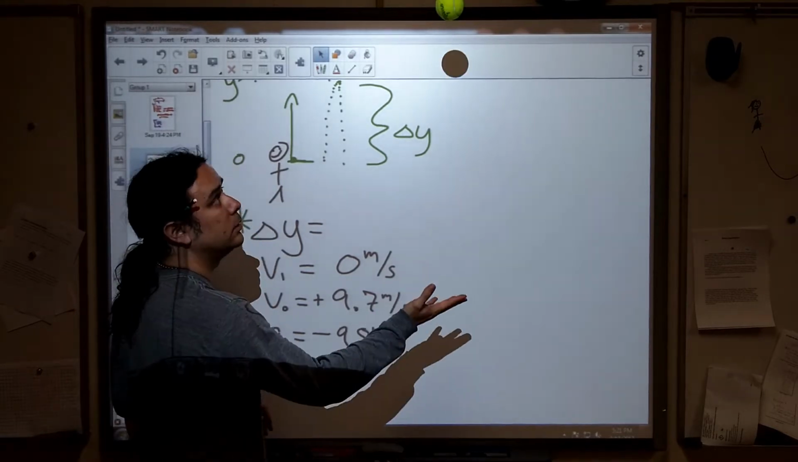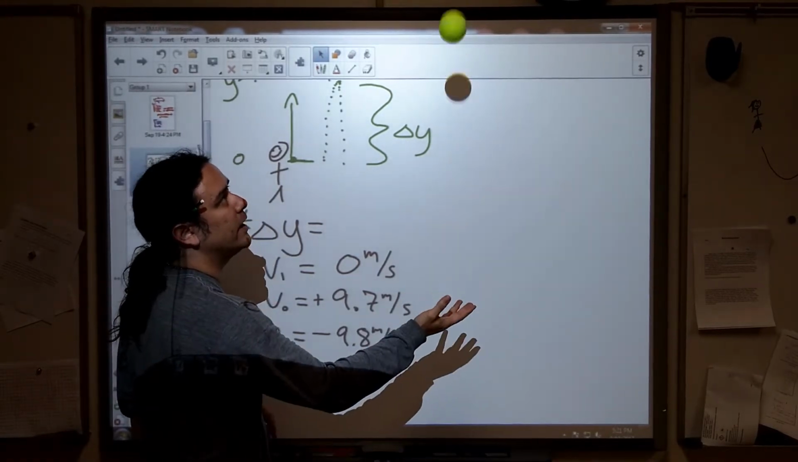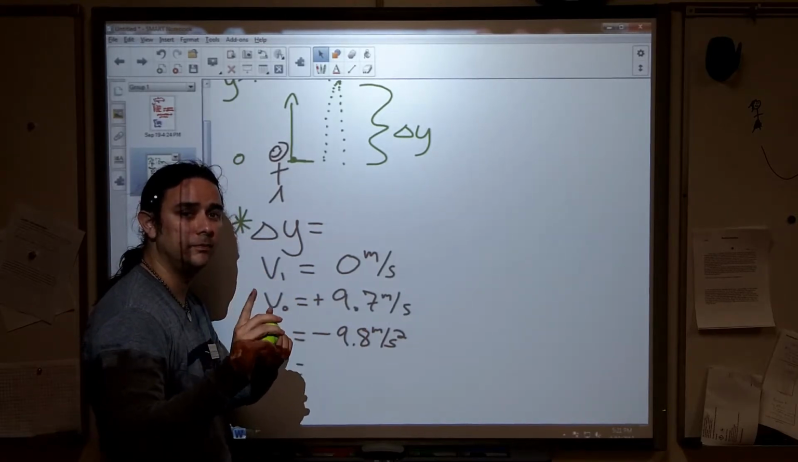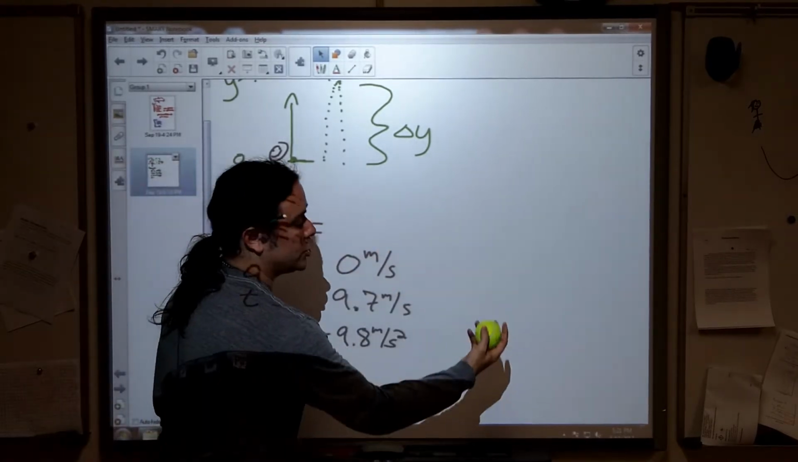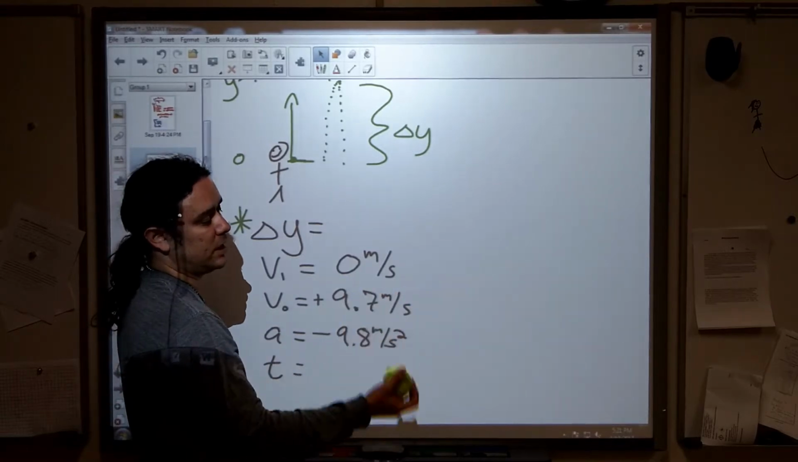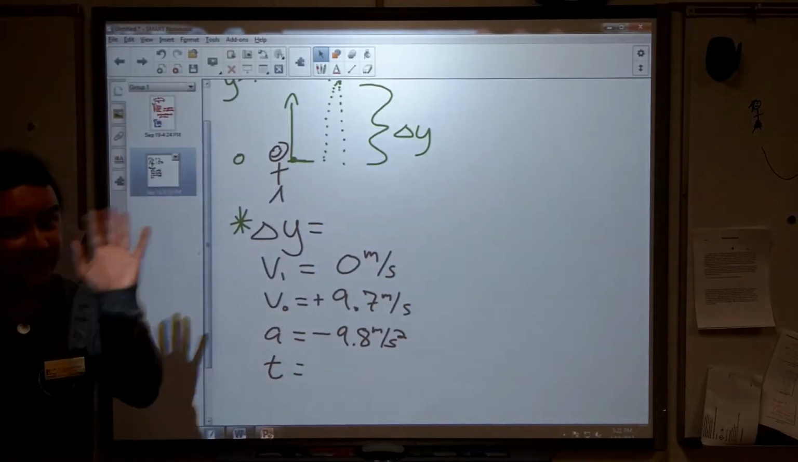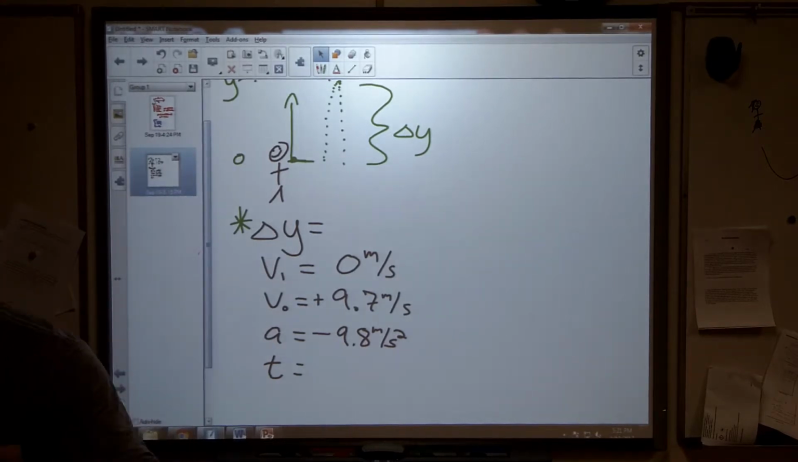Think about it. How fast is it going when it gets to the very top? Now, it's just for an instant. But that's where it changes direction, so its velocity is positive, goes down to 0, and then becomes negative. All right, now that we've got that, that's the hard part. Now let's see what we can do.